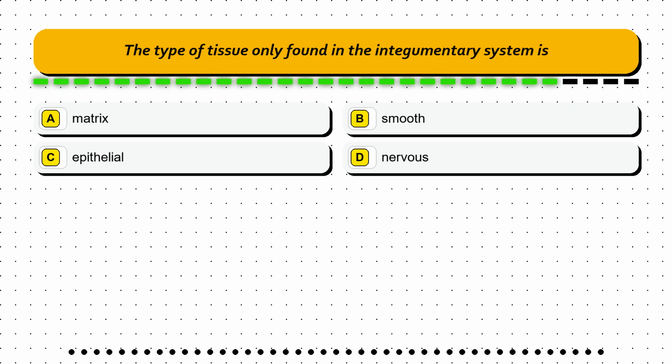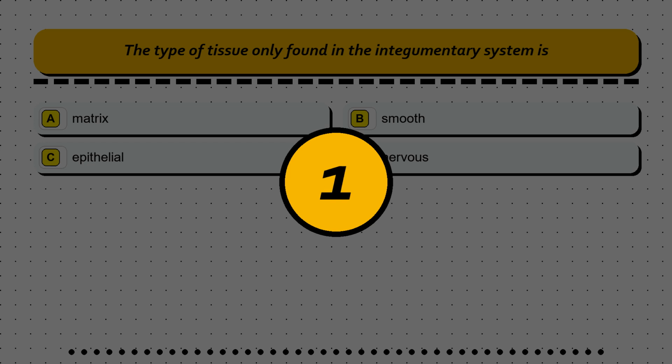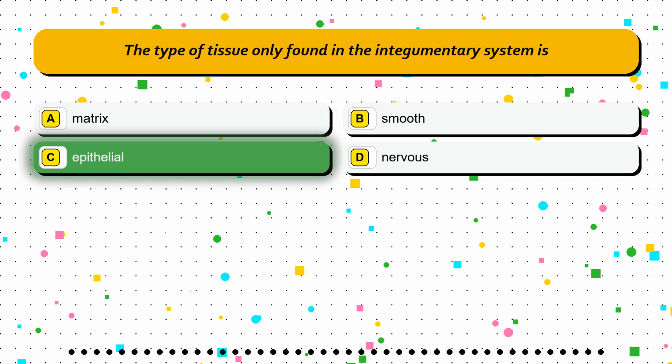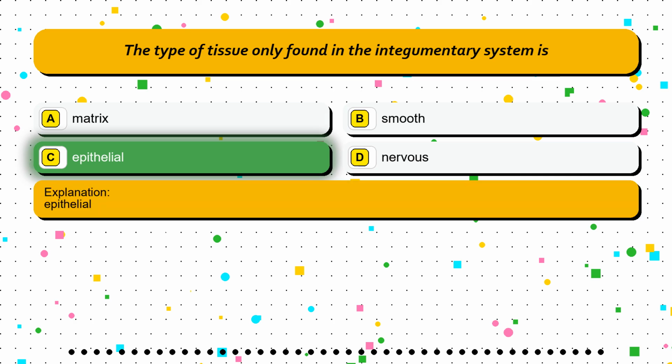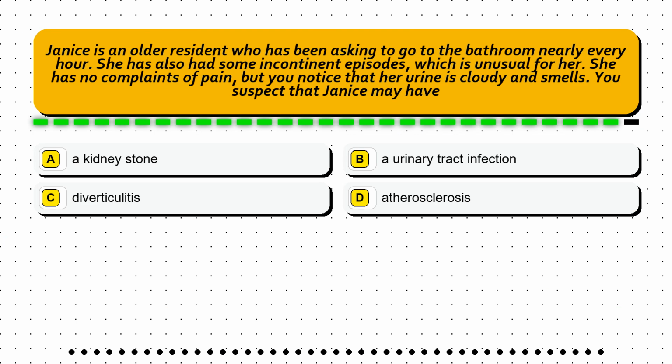Question 3. The type of tissue only found in the integumentary system is: Option A, matrix. Option B, smooth. Option C, epithelial. Option D, nervous. The correct answer is option C, epithelial.